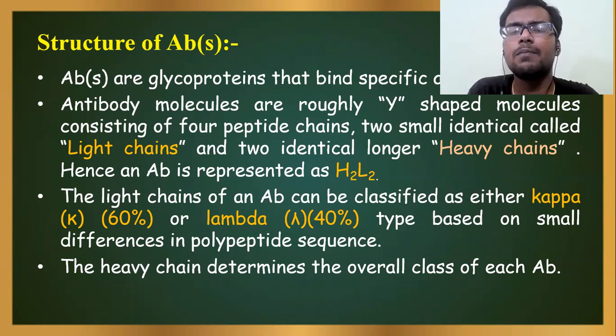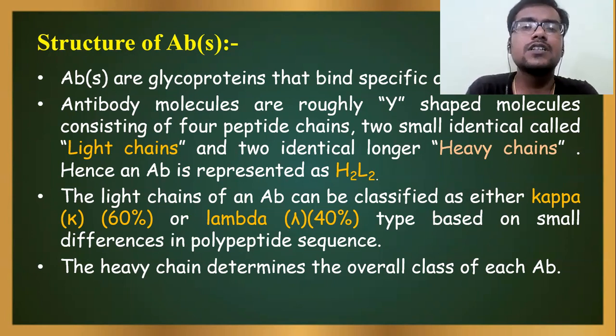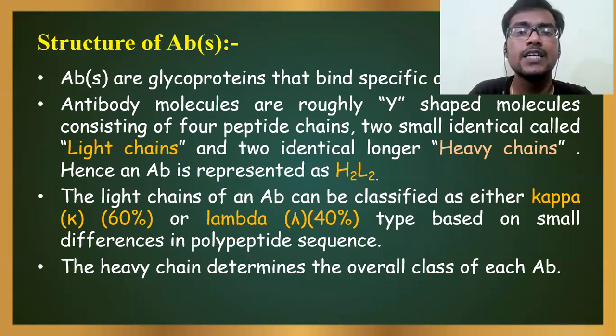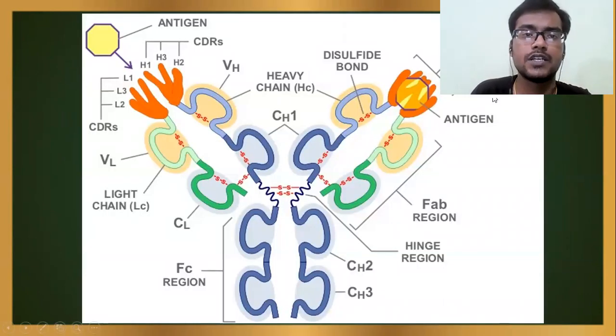The probability of kappa and lambda, or the concentration of lambda and kappa, varies from organism to organism. In humans, the kappa polypeptide sequence has 60% concentration and the lambda polypeptide sequence has 40% concentration. The different types of antibodies are produced by the heavy chain. Different types of heavy chains are there. They classify the antibody into five types. This is the rough structure of the antibody.